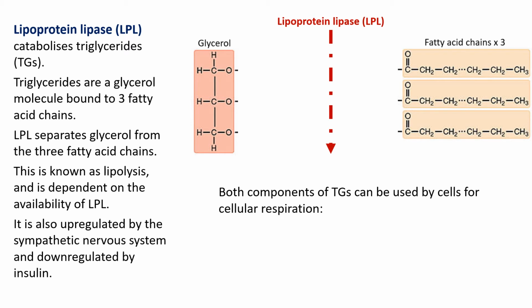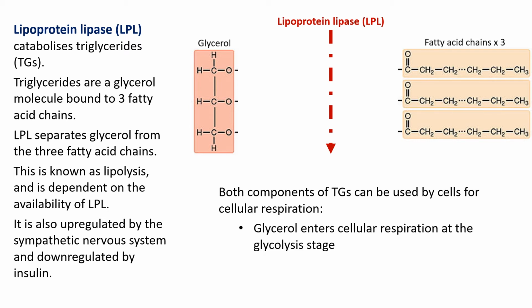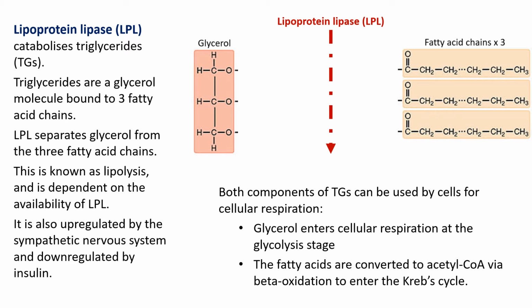And as we said before, both components of triglycerides, TGs, can be used by cells for cellular respiration separately. So glycerol enters cellular respiration at the glycolysis stage. Fatty acids, on the other hand, are much more efficient because they are converted to acetyl-CoA via a process known as beta oxidation to enter the Krebs cycle directly. So they miss out glycolysis.